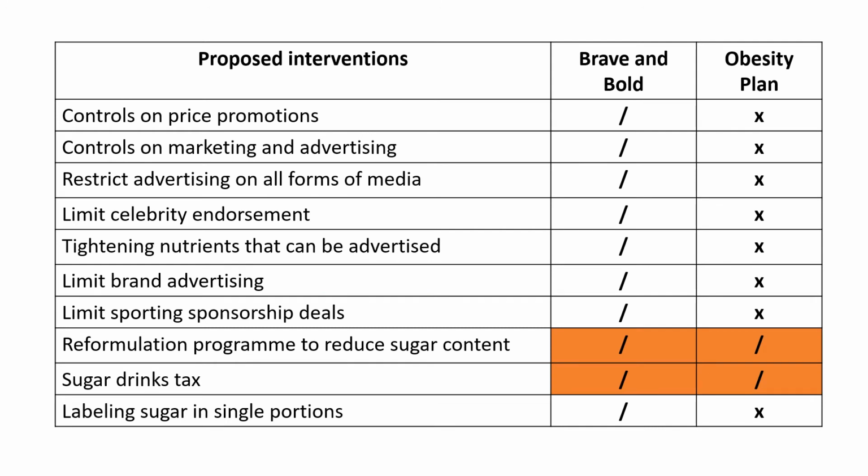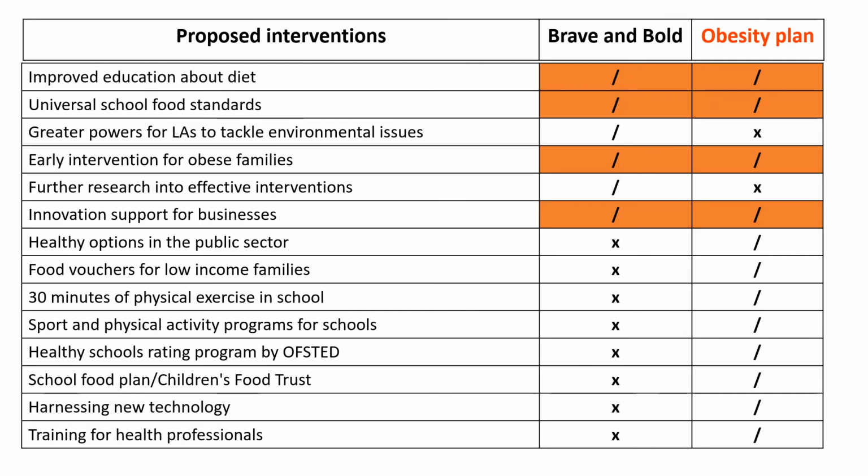This is the first of two slides comparing Brave and Bold with the obesity plan. You can see many of the evidence-based recommendations of Public Health England and the Health Select Committee were not endorsed in the obesity plan, except for the sugar tax and the reformulation programme to reduce sugar content. You can see here that the obesity plan focused on individual actions and contained many elements that were not included in Brave and Bold.